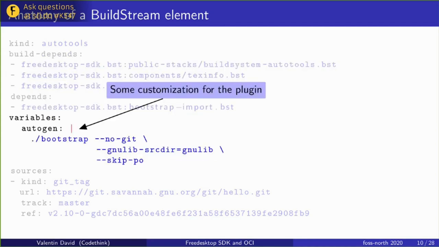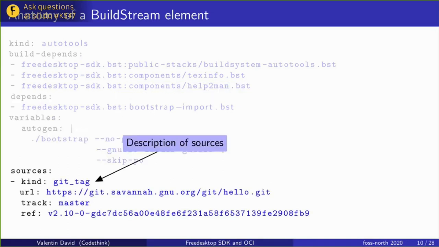Then after, we will have some customization for the plugin, so we can override lots of things. Variables are not environment variables. Those variables are just variables for the configuration. There are lots of different things. We will not go into this, but here I wanted to say that for the bootstrap script, I want to pass some parameters so that it doesn't try to download from the internet because this breaks what's called the reproducibility. And then after I will describe the source.